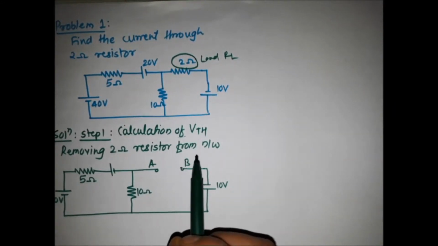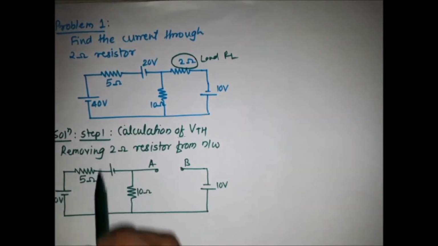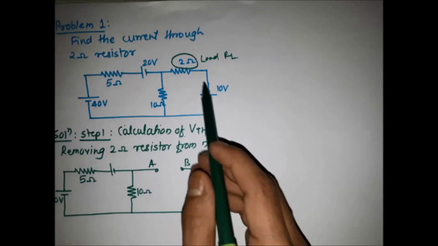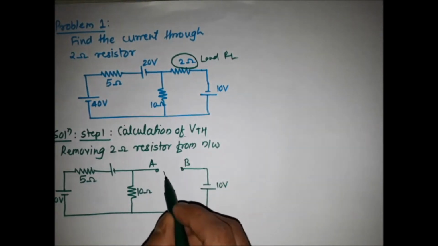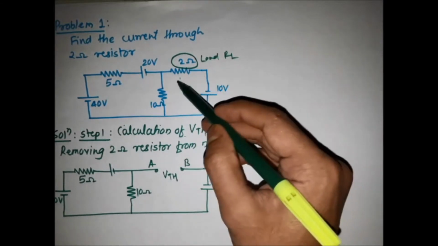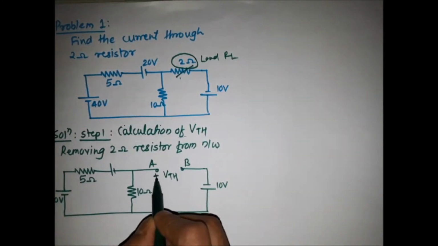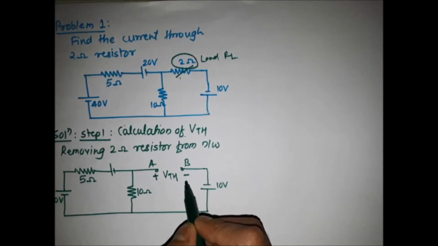For finding the VTH, we replace the load resistor with the terminals A and B, with all other circuits as they are. We are replacing only the load resistor. Suppose I am finding the VTH by removing the load resistance of 2 ohm. We are removing the load resistor. Suppose terminal A is plus and terminal B is minus.